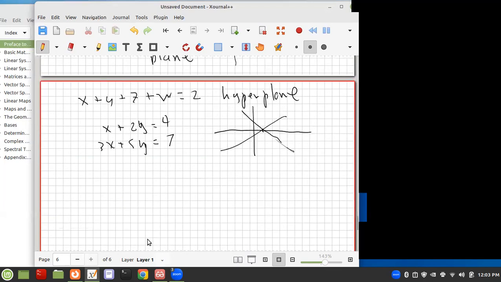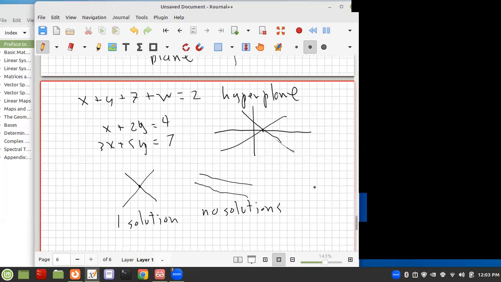So it's going to turn out that the solution set of any linear system like this, with two equations and two unknowns, is going to look like geometrically either an intersection, or, if the lines are parallel, there wouldn't be any solution, any intersection at all. So this is one solution. This is no solutions. And the other possibility is that they can be the same line.